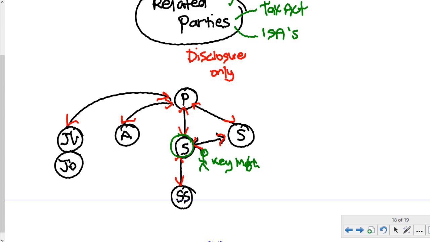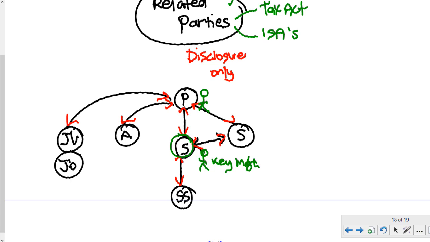So what we look at when we're looking at key management is the organogram. When we go up the organogram of the company, we look to see who are the people at the top. And those are key management. So key management of the subsidiary or the parent. So key management here or here would be considered to be related parties, yeah?